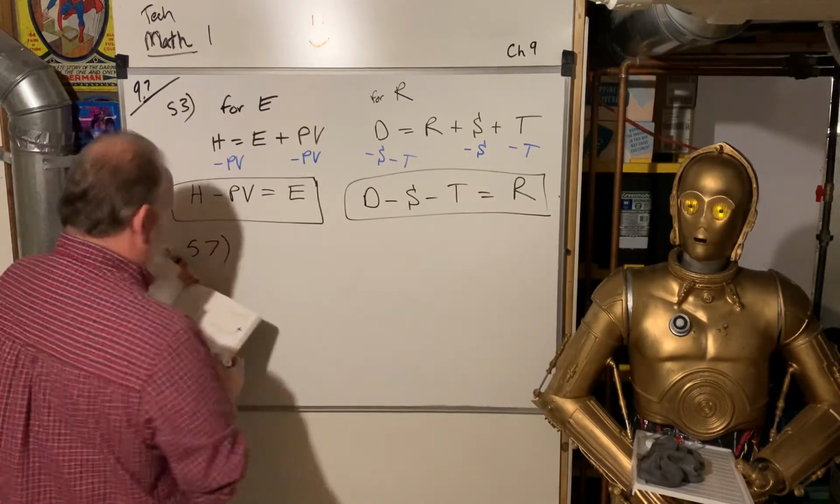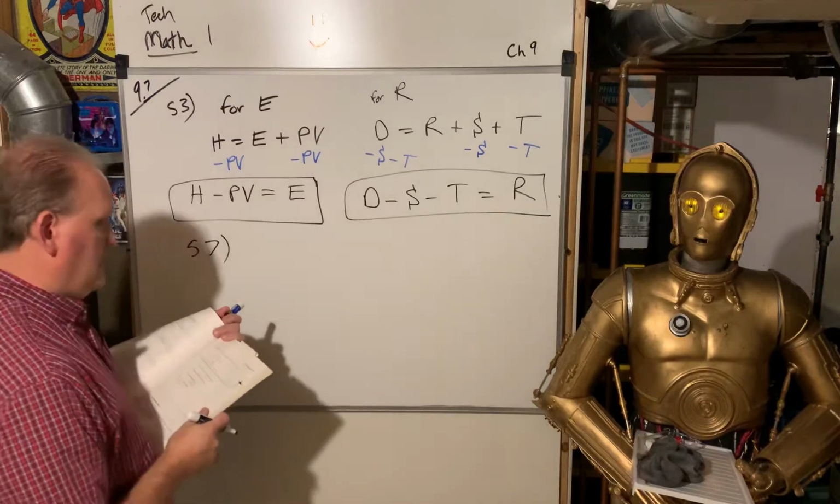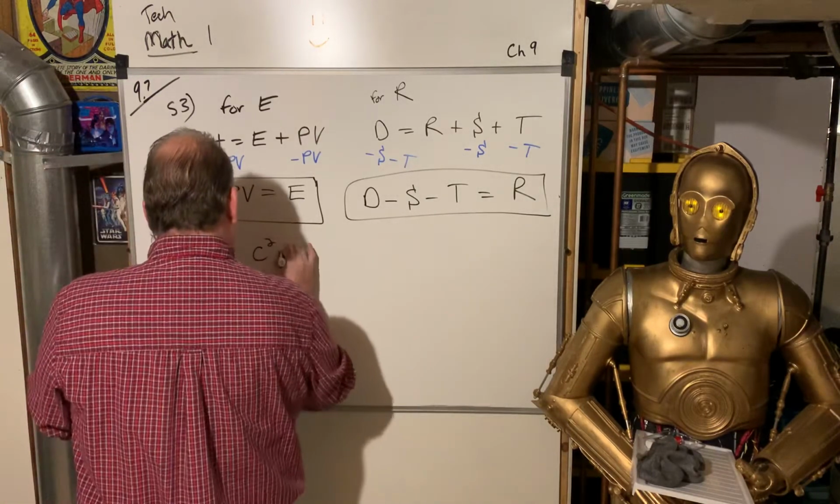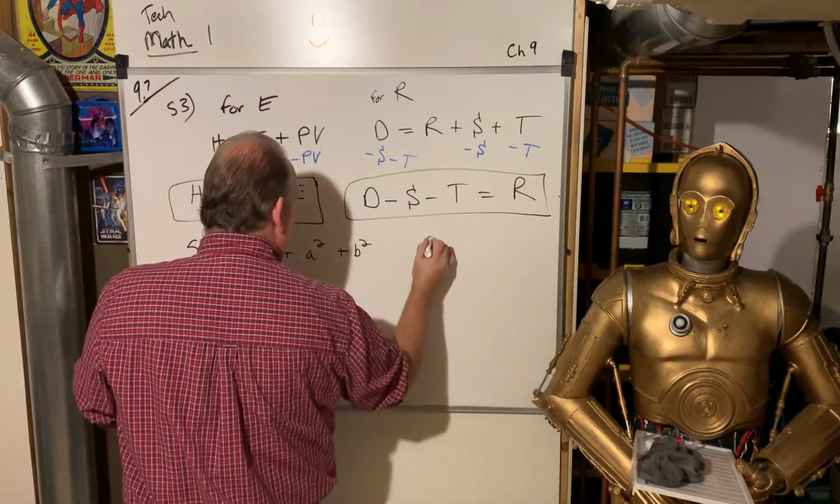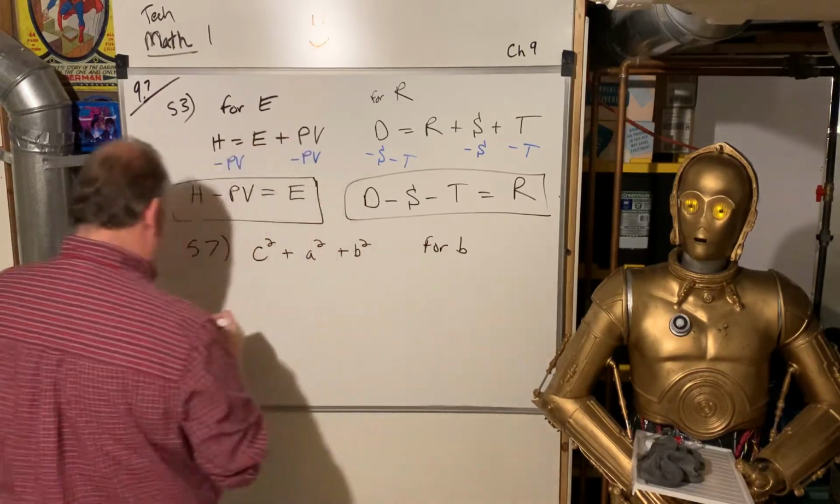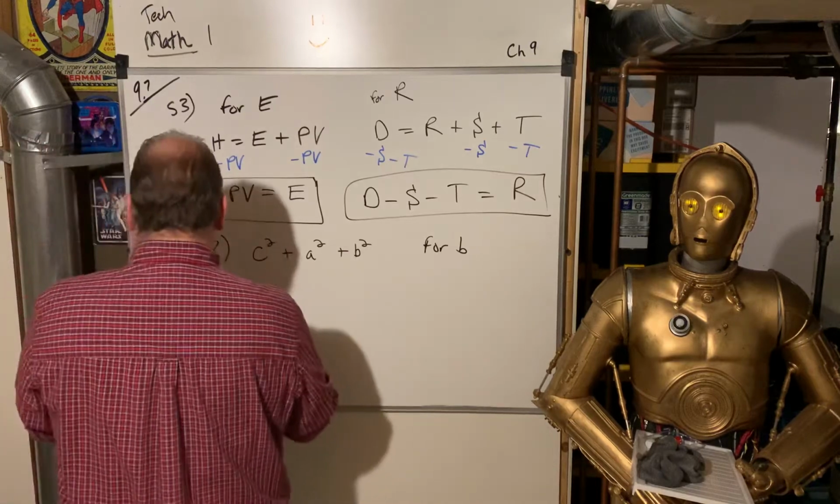57: c squared equals a squared plus b squared, and they want me to solve for b. So this is going to add a wrinkle to it. Oops, wait, there's got to be an equals in there.